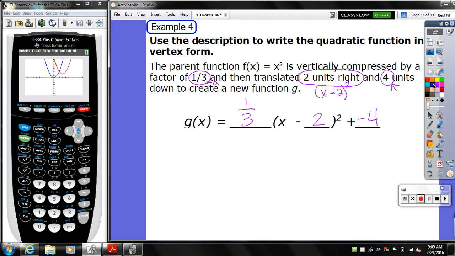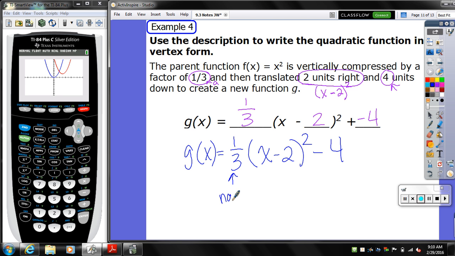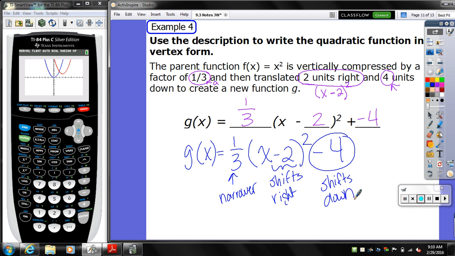Now I'm going to rewrite this just to make it look nice. We have g of x equals 1/3 times x minus 2 squared minus 4. Remember, the 1/3 makes it narrower. This minus 2 shifts right. And this minus 4 at the end shifts down.